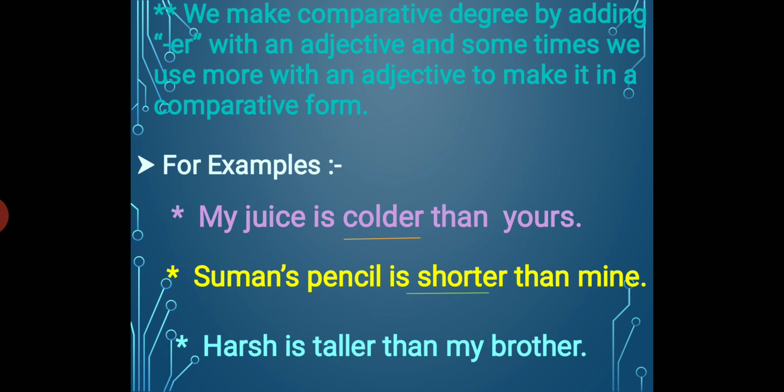Let's see the next example. Harsh is taller than my brother. How is Harsh? Taller. So here Harsh is compared with my brother. So two boys are compared here. Their height is compared, right? So what is the answer? Taller. And taller is the comparative form of the degree.